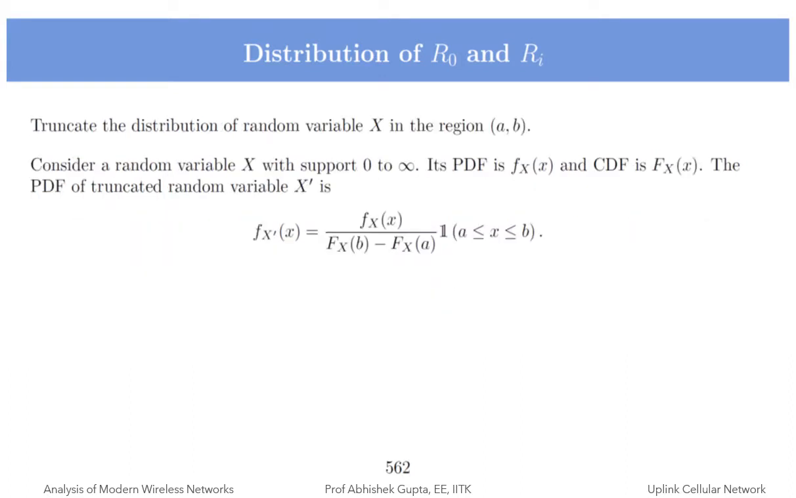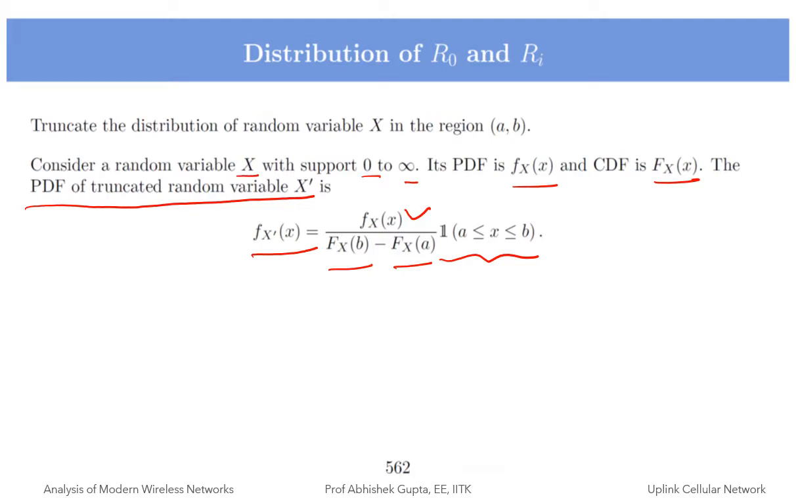So how do we truncate a random variable? This is a result. Consider a random variable x which has support 0 to infinity. Its PDF is fx and the CDF is capital Fx. The PDF of the truncated random variable x between a and b is given as the original PDF divided by the CDF value at b minus the CDF value at a, times an indicator that x can only be between a and b.